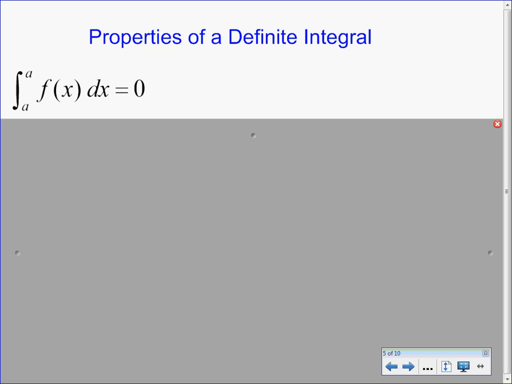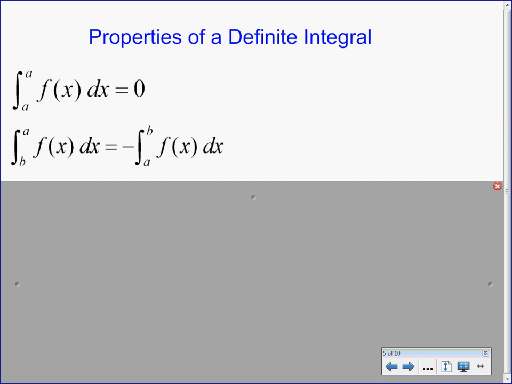If you have the integral from B to A, when you flip-flop the limits of integration, it becomes the negative of what the first one was. So the integral from B to A is the opposite of the integral from A to B. They have the same area, it's just opposite. In calculus, it is okay to have negative area. Only in calculus. You don't like that?